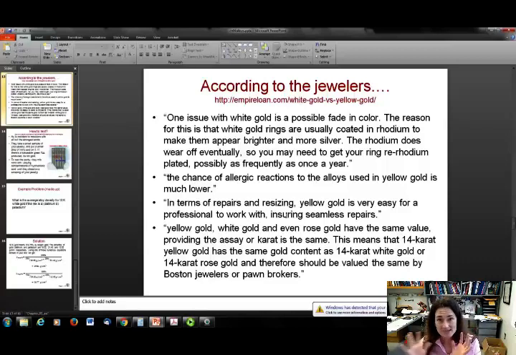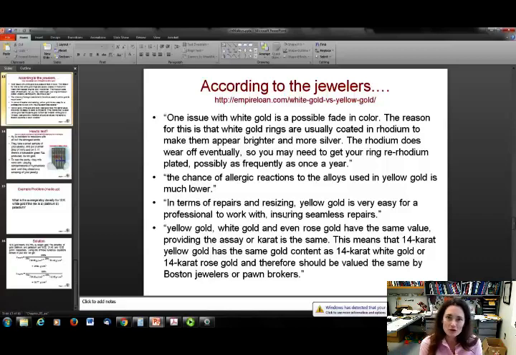Now, what they say on the jewelry website is something that I actually sort of disagree with. But it seems to be the industry standard. They say yellow gold, white gold, and even rose gold have the same value providing the assay or carat is the same. They base that on the argument that 14 karat gold is 14 karat gold. In other words, it has the same weight percent gold regardless of what you're doing because it is 14 karat, right? So if you've got an 18 karat ring, it's 75% gold. And then they say, well, since it's got the same weight percentage of gold, it should be the same price. But wait.